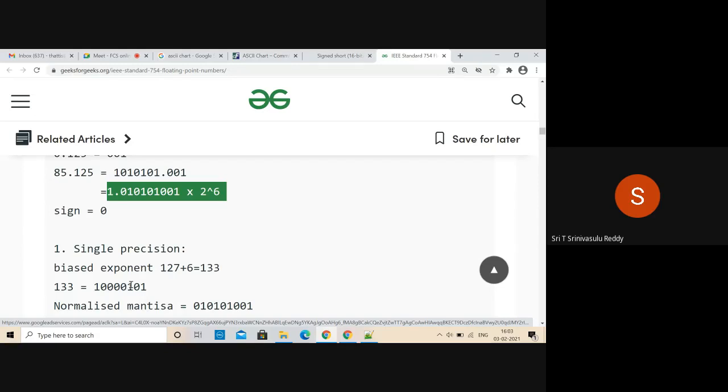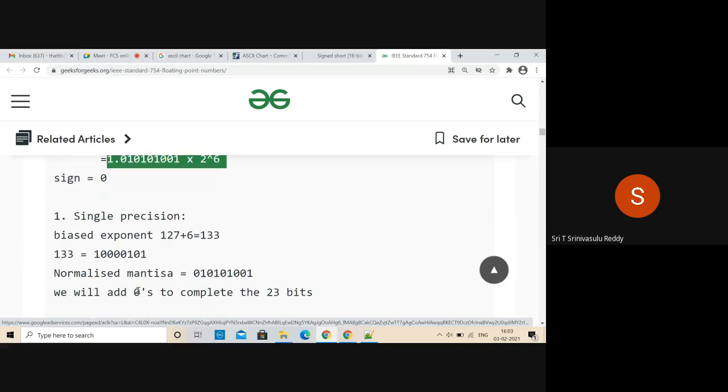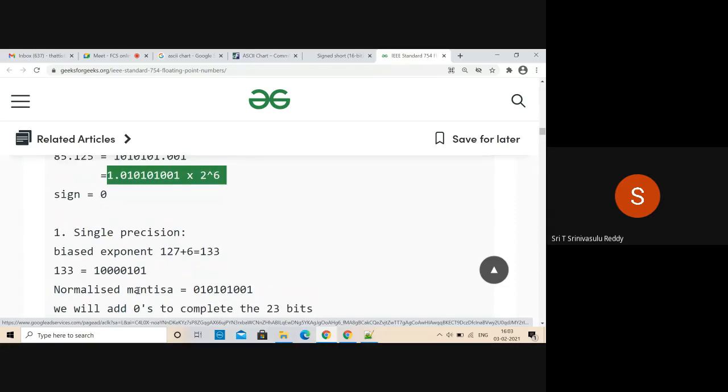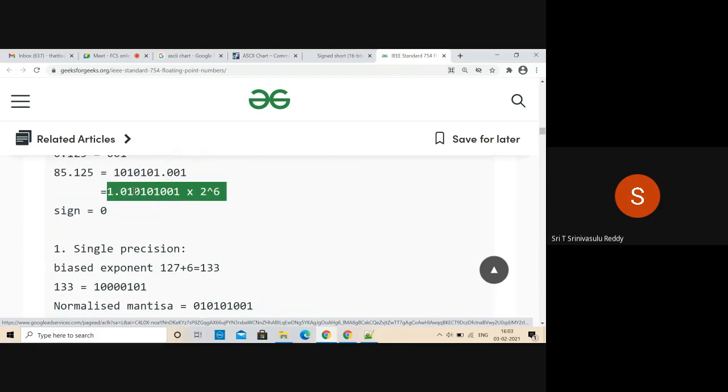Single precision, how many bits? 8 bits. Similarly, normalized mantissa. Normalized mantissa means you just bring it by removing this 1, because you always write the number such that the leftmost thing is going to be a 1, in the form of 1 point something.